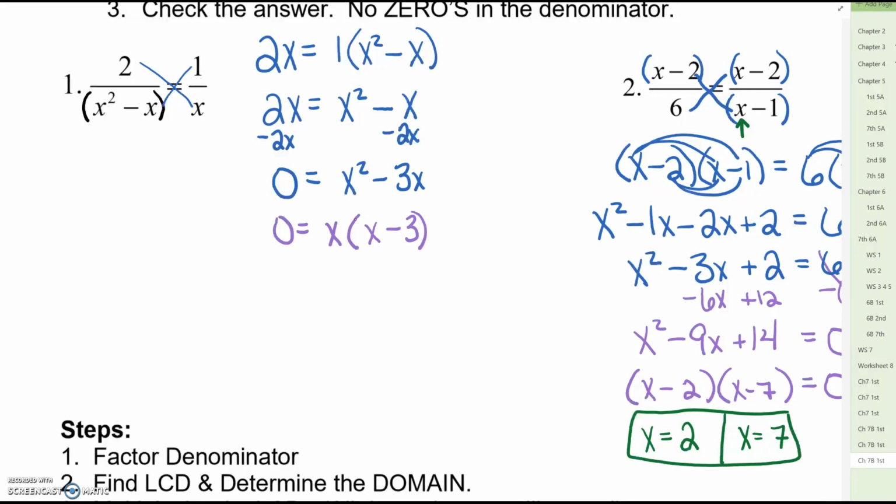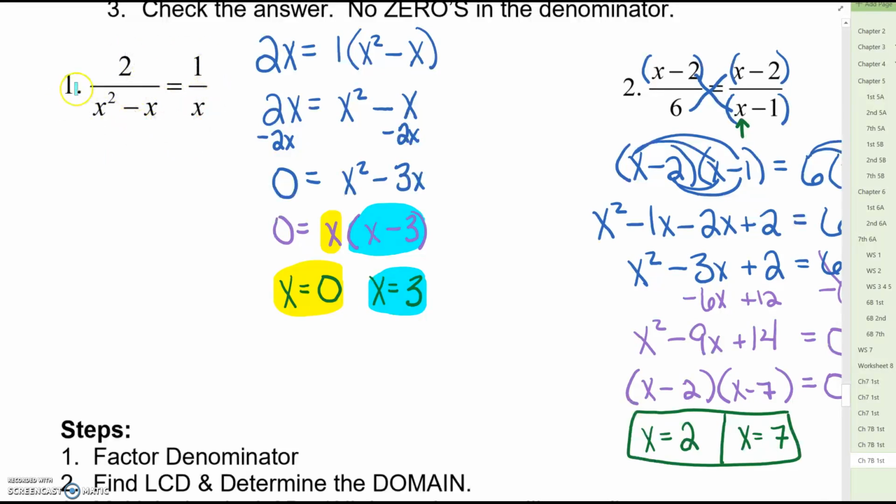Okay, this one's a little bit more challenging to factor or to solve. Anyone know what the solutions are? 3. One of them is 3. 1. Close. 0. Okay. This part has the solution x equals 0. This part has the solution x equals 3. Now let's go back to the original problem and check our solutions. We need to check here and here and here.